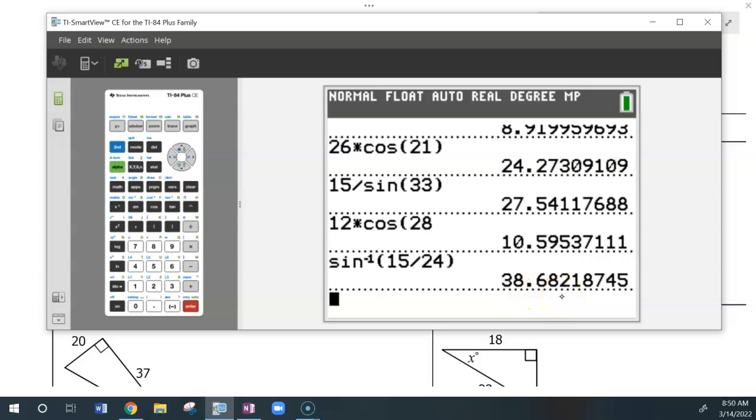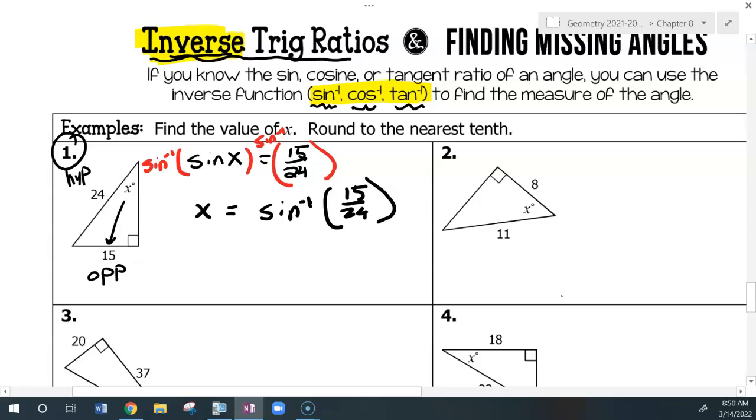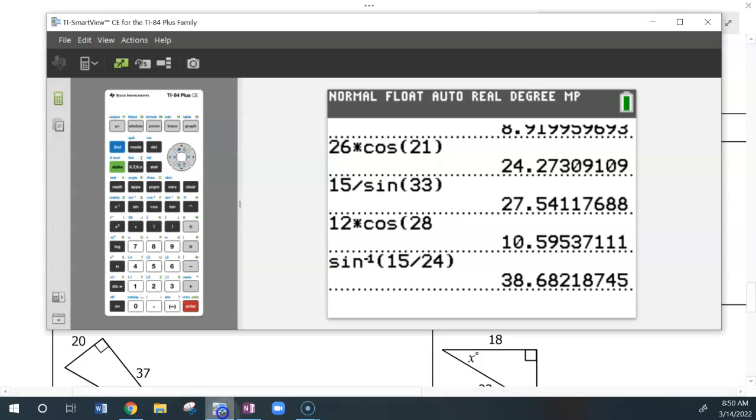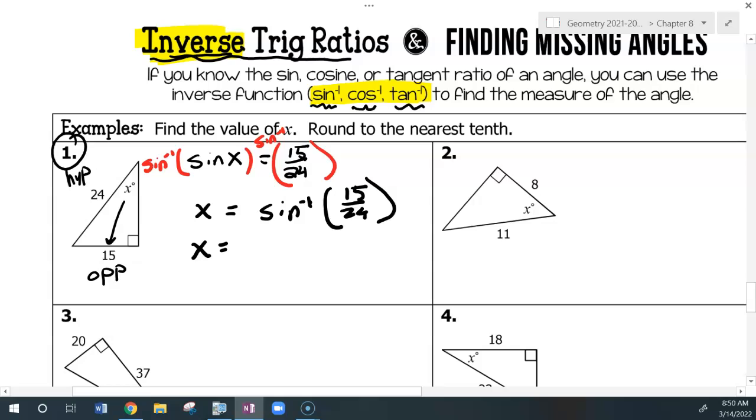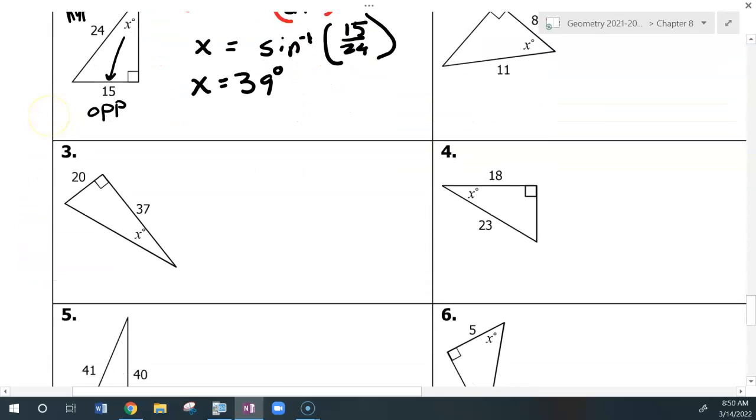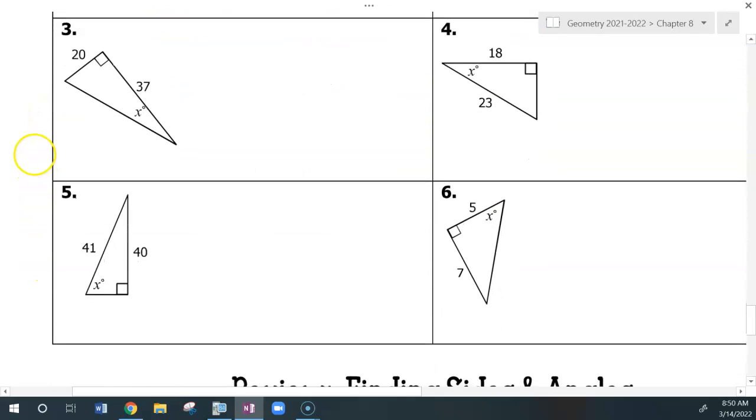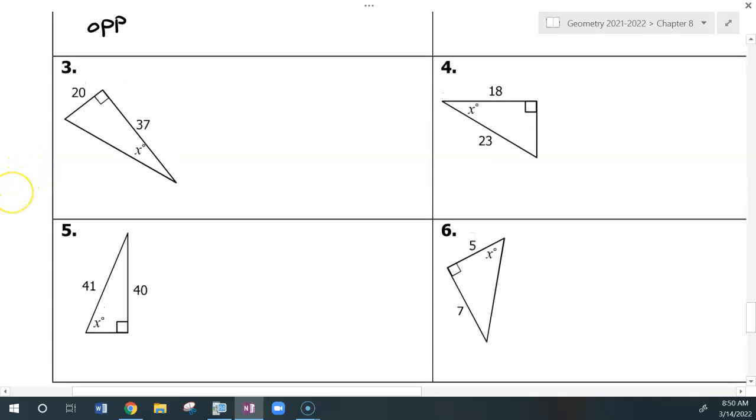38.6821 blah, blah, blah degrees. Now when we are finding an angle, I just want you to go to the nearest degree. So x is going to be 38.6, that rounds to 39. So 39 degrees. And that's all you have to do. The key to these is remembering to put it in your calculator and doing the inverse. Let's take a look at number 6.